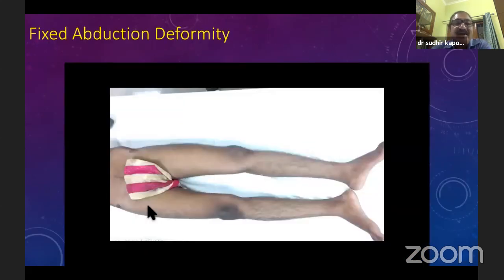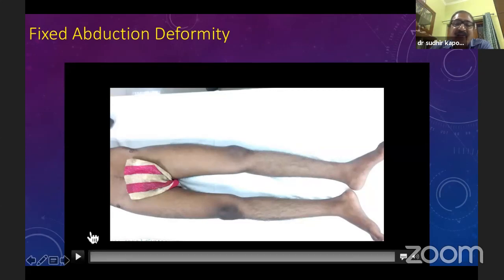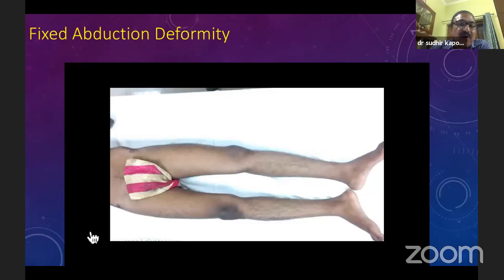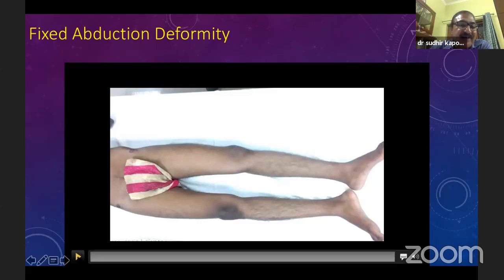Now, how do you measure a fixed abduction deformity? We are talking about deformities. We have seen how to measure fixed flexion deformity, what is the normal range of flexion beyond flexion deformity, and how to measure bilateral flexion deformity of the hip joint. Now we come to the adduction deformity. How do we measure the adduction deformity? As I told you earlier, we have to unmask the deformity. In a case of abduction deformity, unmasking is done in the manner shown.